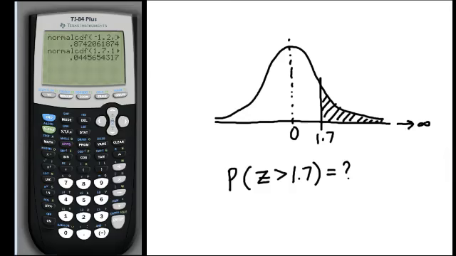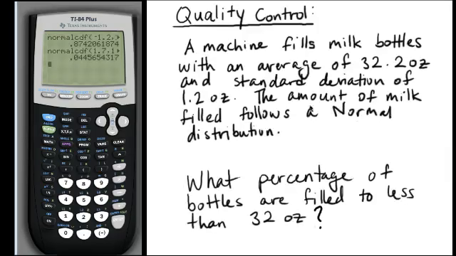So how can you use this in an application type problem? Imagine you're some quality control person. You have a machine that fills milk bottles with an average of 32 ounces and a standard deviation of 1.2 ounces. The amount of milk in these bottles follows a normal distribution. It's not standard normal, it is just normal. What percentage of the bottles are filled with less than 32 ounces?